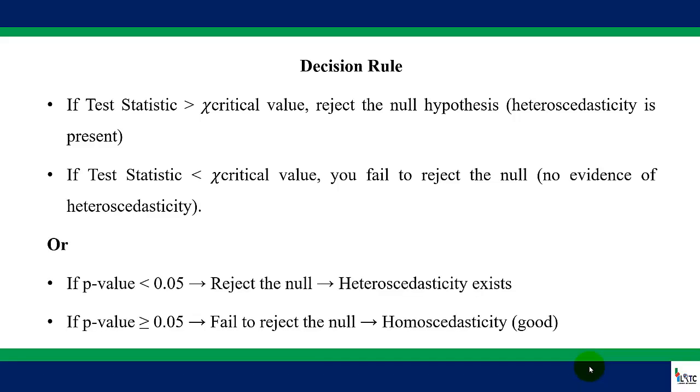Another thing you may look at is the probability value. If the probability value is less than 5%, you need to reject the null. In that case, there is a problem of heteroscedasticity. But if the probability value is greater than or equal to 5%, that is 0.05, you fail to reject the null hypothesis and you conclude that the model is homoscedastic. The model is good. Parametric techniques of analysis are suitable to analyze such a model. So let's go to SPSS so that I can show you how to run the Breusch-Pagan test.